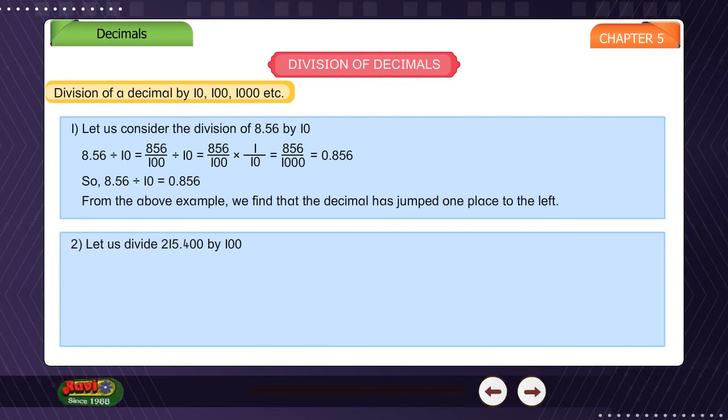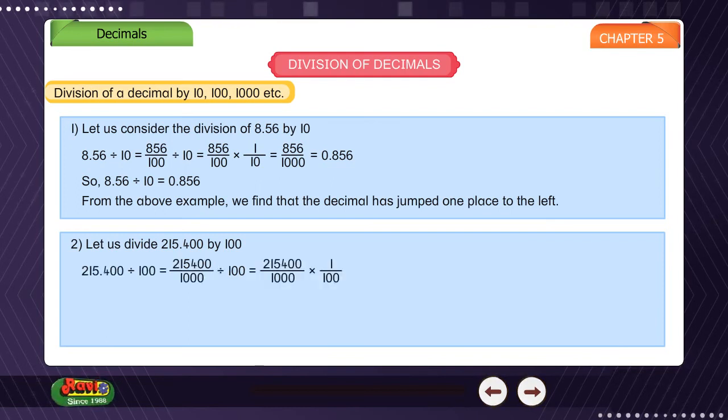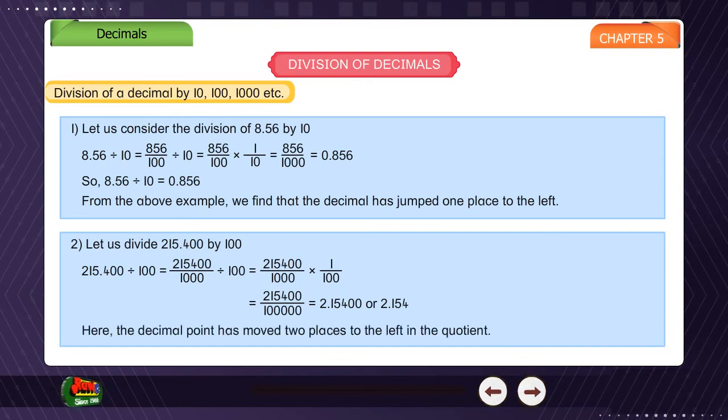2. Let us divide 215.400 by 100. 215.400 divided by 100 is equal to 215,400 by 1000 divided by 100, is equal to 215,400 by 1000 into 1 by 100, is equal to 215,400 by 1 lakh, is equal to 2.15400 or 2.154. Here, the decimal point has moved 2 places to the left in the quotient.